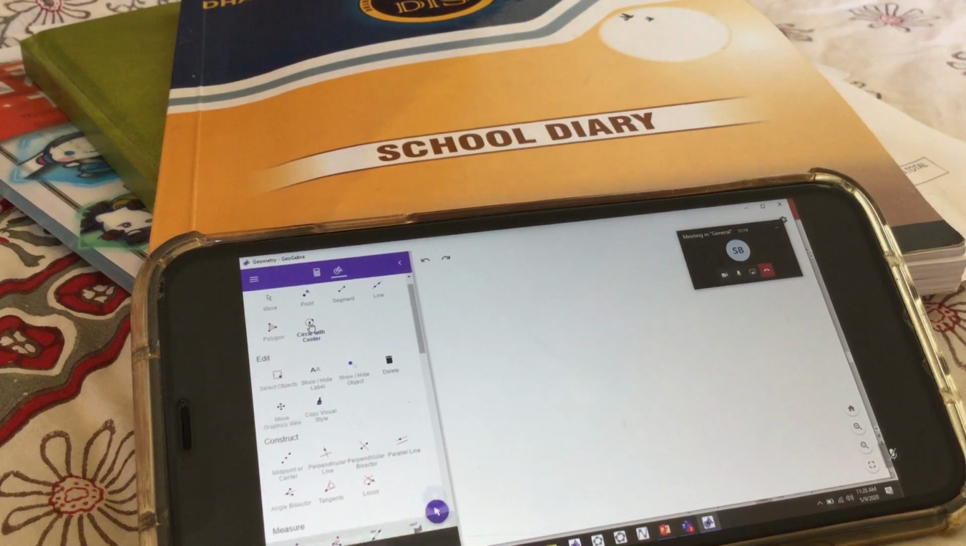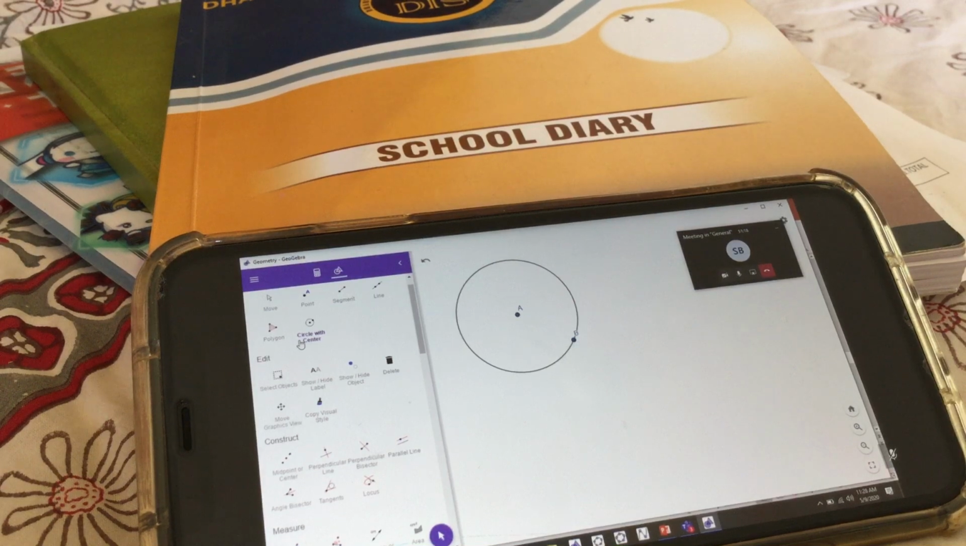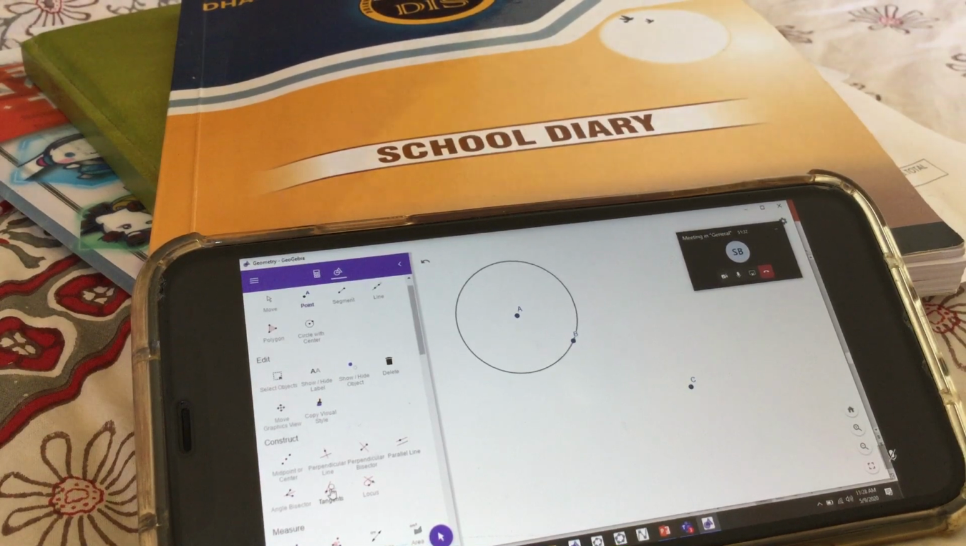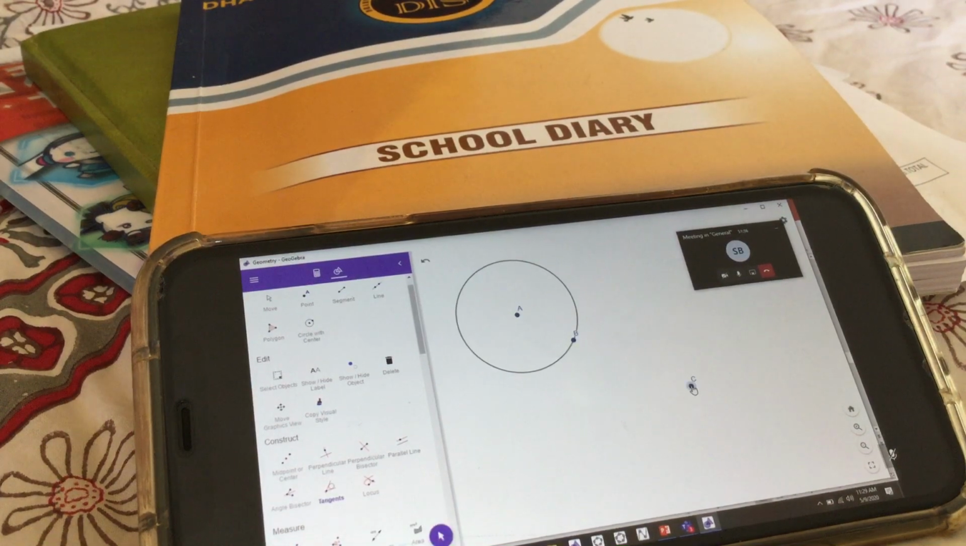For tangent, first we want a circle. So we are drawing a circle. And then we are going to draw tangents to the circle from an external point. We'll draw the point. Now we want to draw tangent to the circle from the external point. So click this tangents. See, these are all constructions. So from C to this circle, we want tangents. So tangent is drawn.